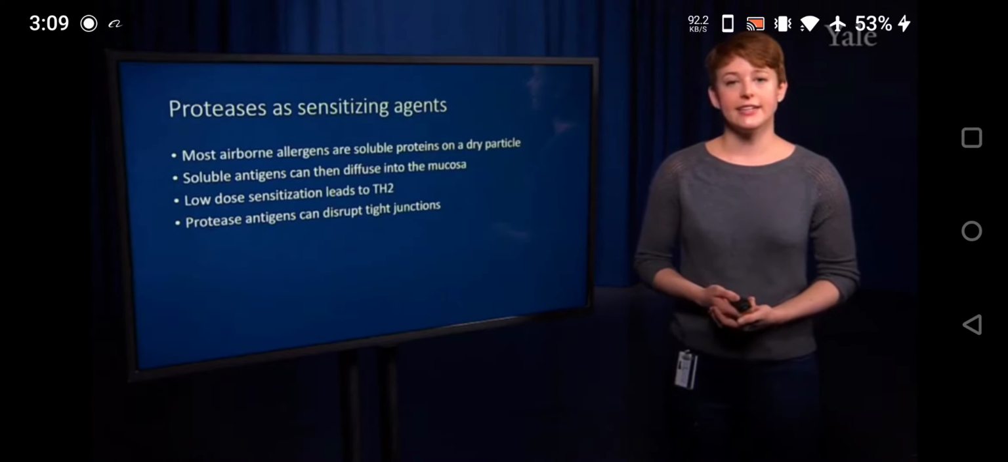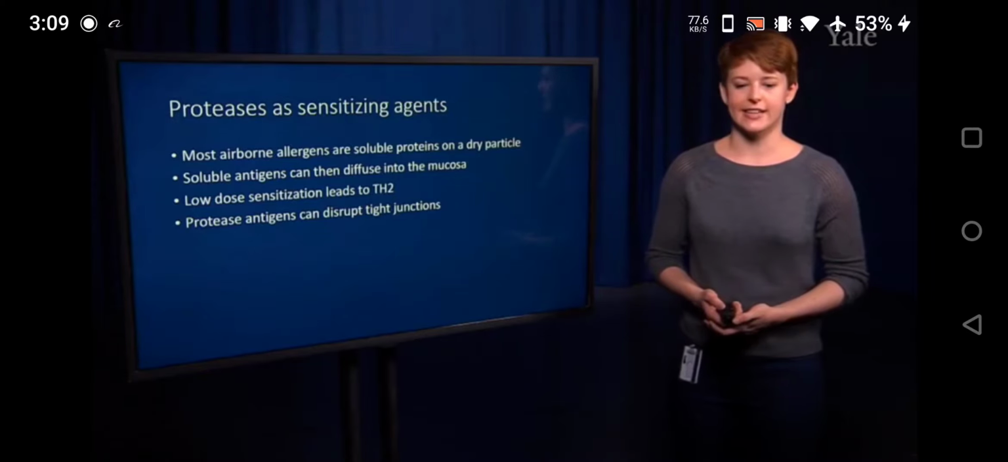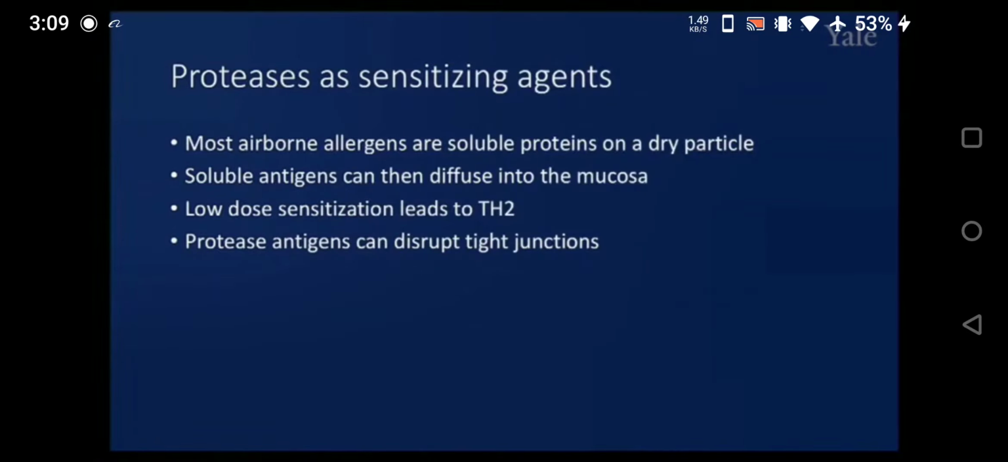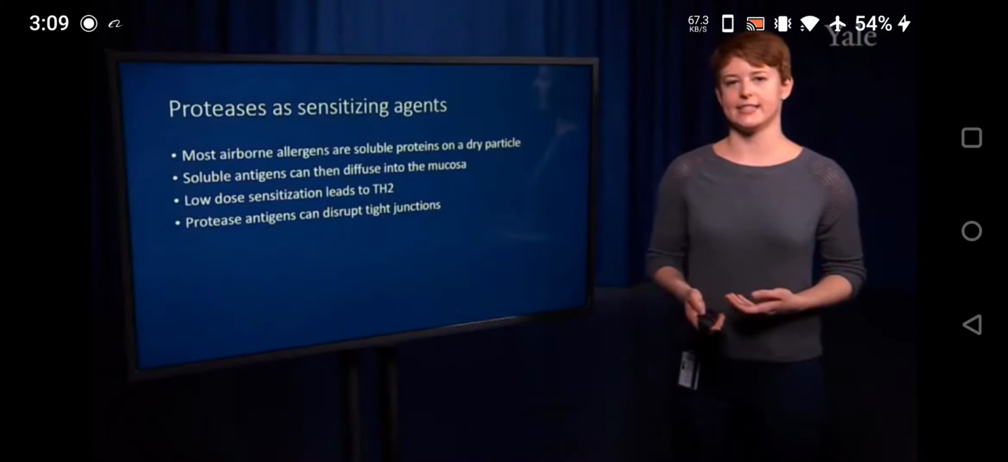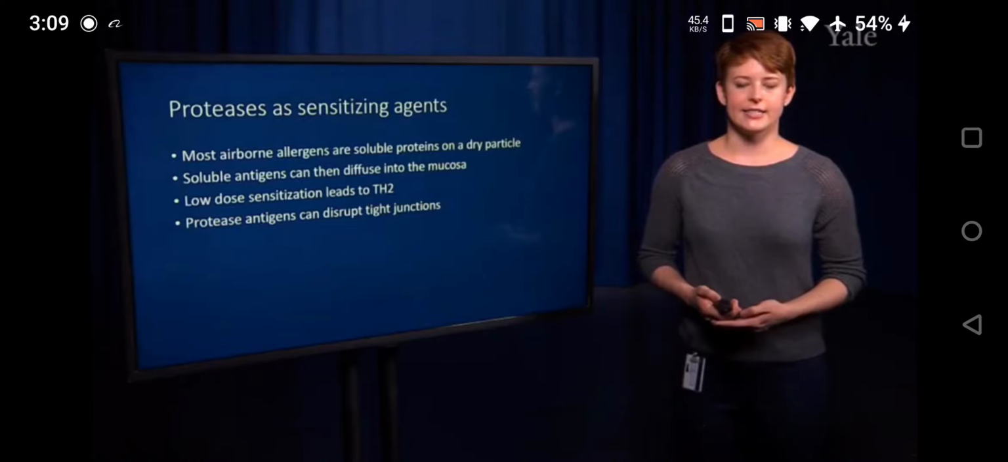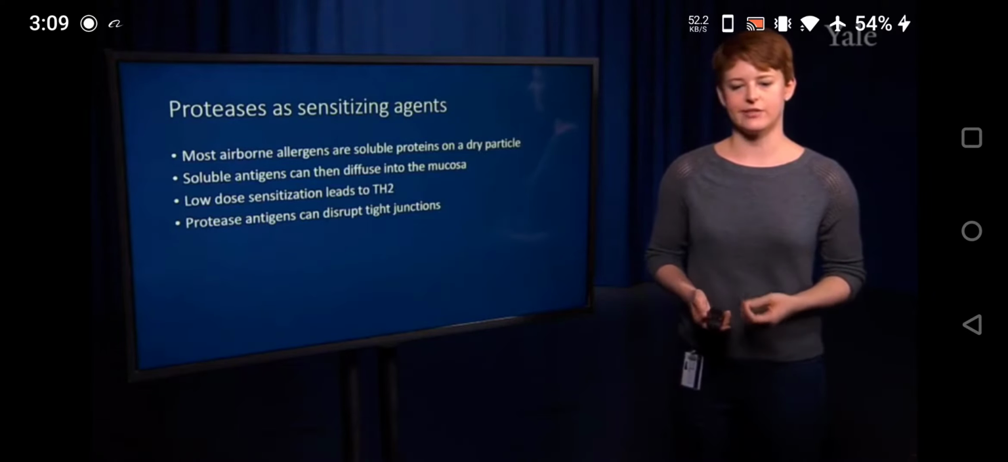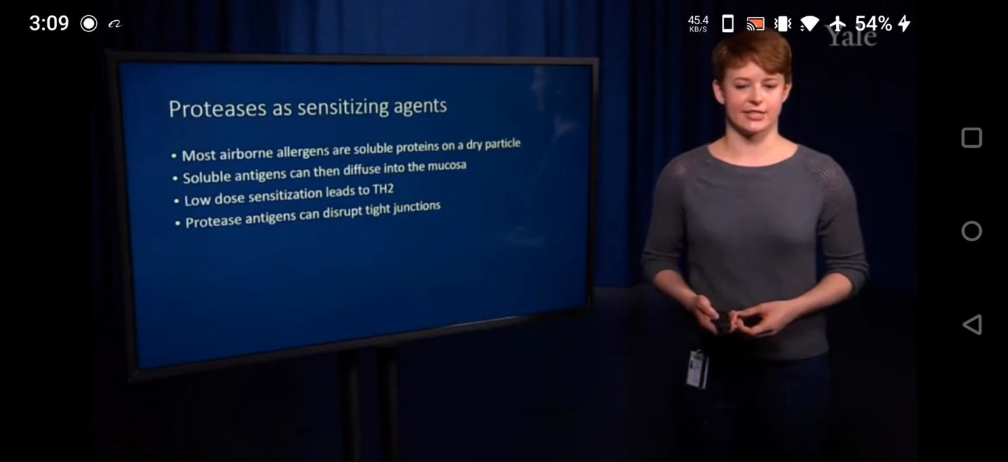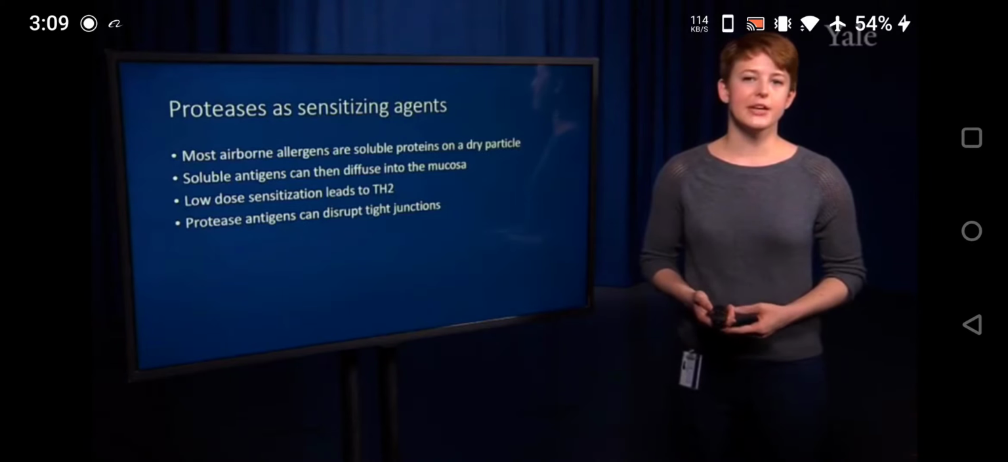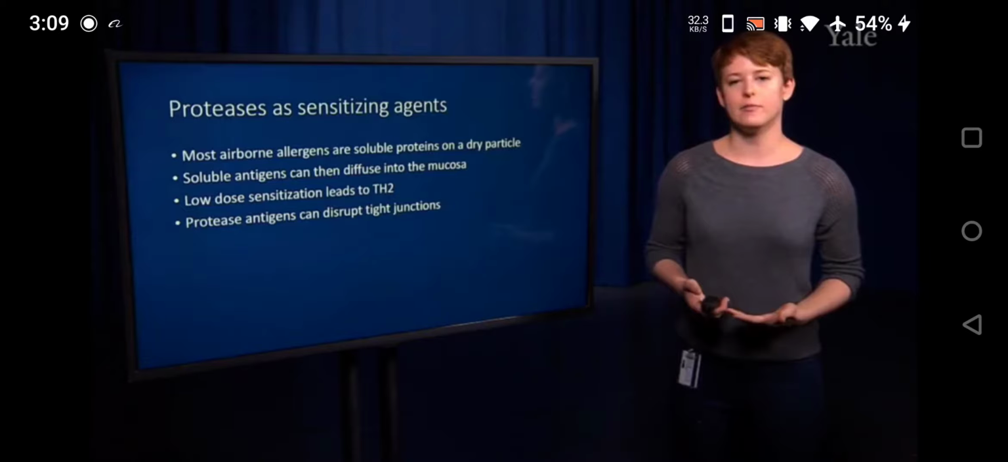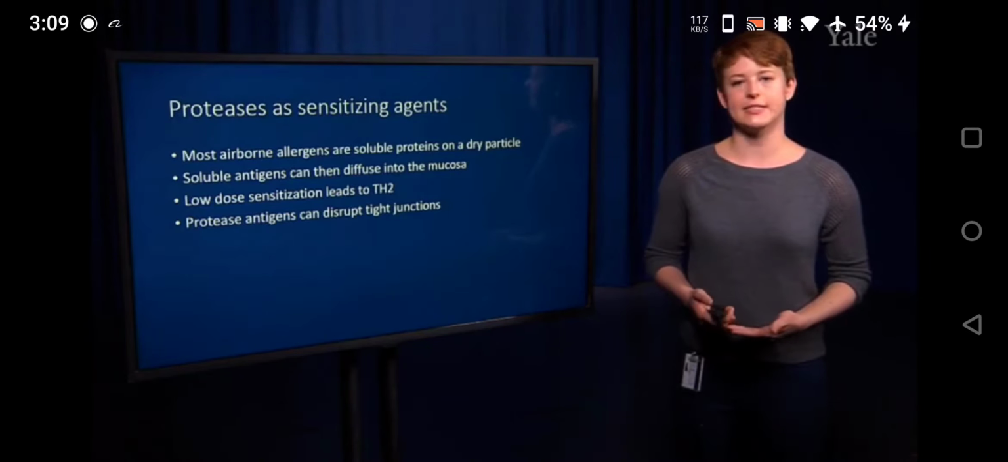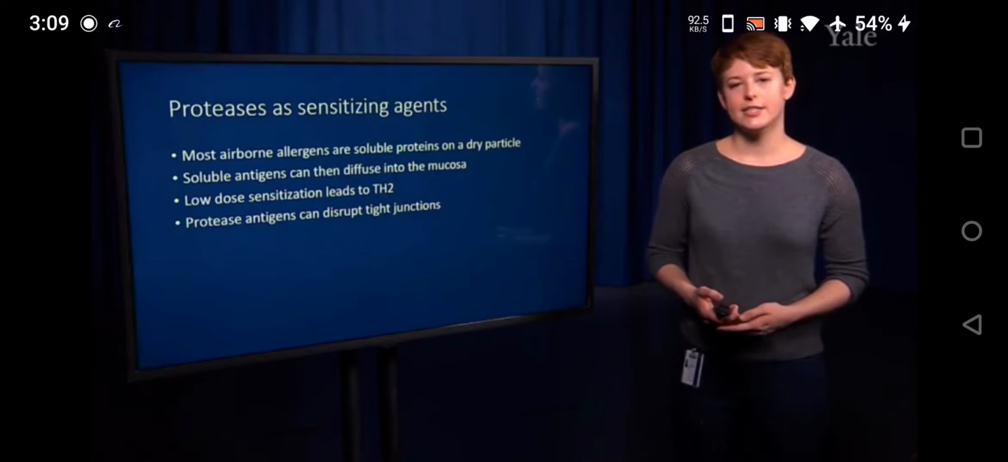Another common feature of many allergens is that they're proteases. Most airborne allergens, as I mentioned before, are soluble proteins on a dry particle. So this soluble antigen can very easily get into the body. And this low dose, the body seeing this antigen in very small amounts over time, leads to skewing towards the Th2 response. And protease antigens make this all more possible because they can disrupt tight junctions in the epithelium. So this allows them to pass more easily into the body where they can induce allergy.